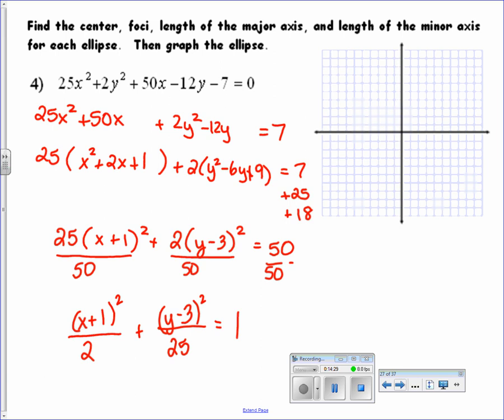So now we should be able to pick this apart. So where is my center? So that'll be negative 1, 3. Okay, so we're going to graph that first. The board's off today.